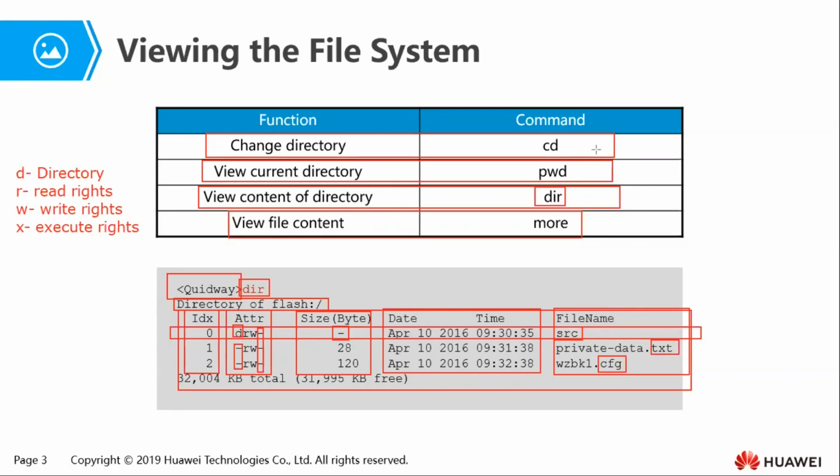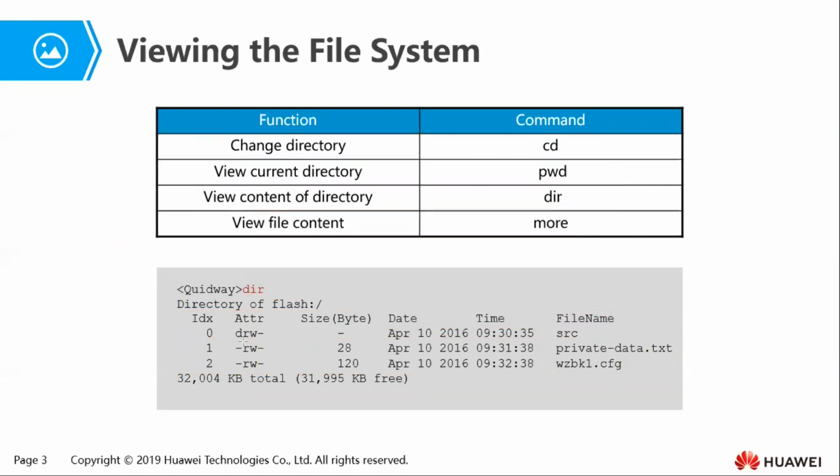Another piece of information that we are able to get from here is, for example, the total size of this flash memory and what is remaining. So we can see it's actually not very big. Total size about 32,000 kilobytes, and we've only used a few, less than a few hundred kilobytes.